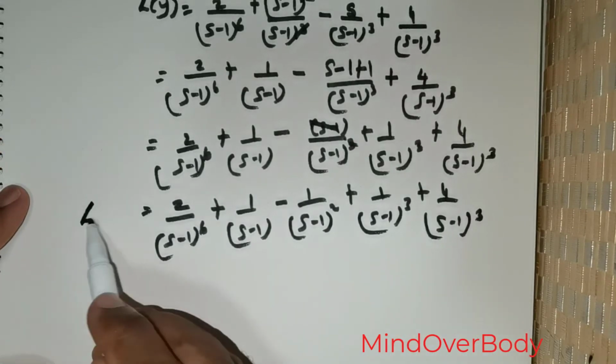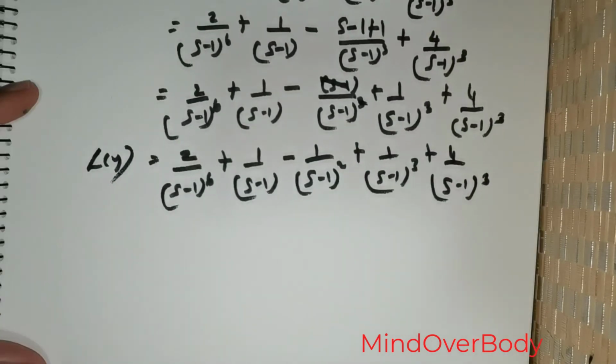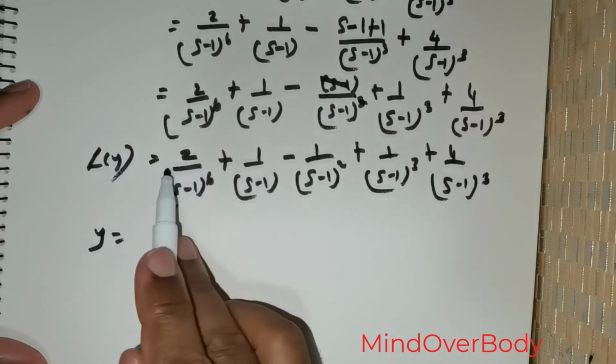Now this is on the left, I got L of y. This is simplifiable. So now I need to obtain y, so I will have to apply L inverse for all these terms.